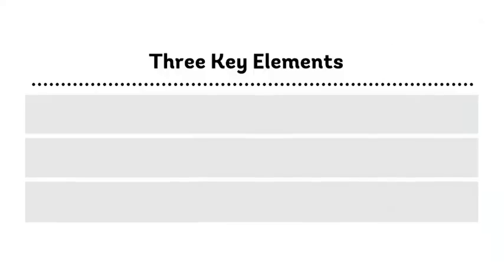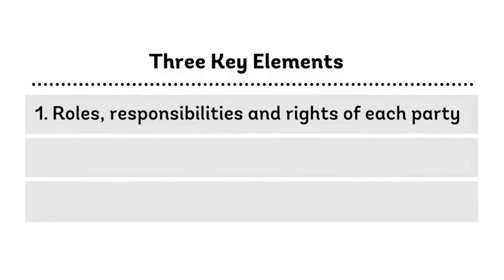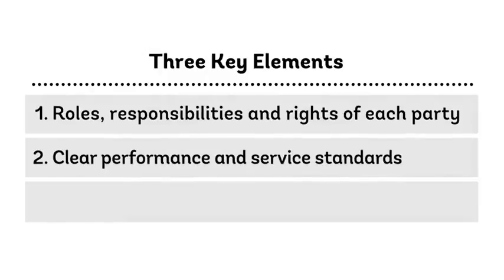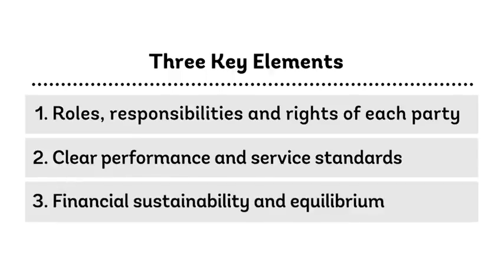So just to conclude, Jen, I would say that the three key things that we need to get right in any PPP arrangement are the ones that we've just gone through. The roles, responsibilities, and rights of the various parties. We need to be very clear about performance and service standards, and we need to ensure that there is a financial sustainability and a financial equilibrium that ensures that these projects are viable for the private operator and affordable for the government. That's great. Thank you very much.